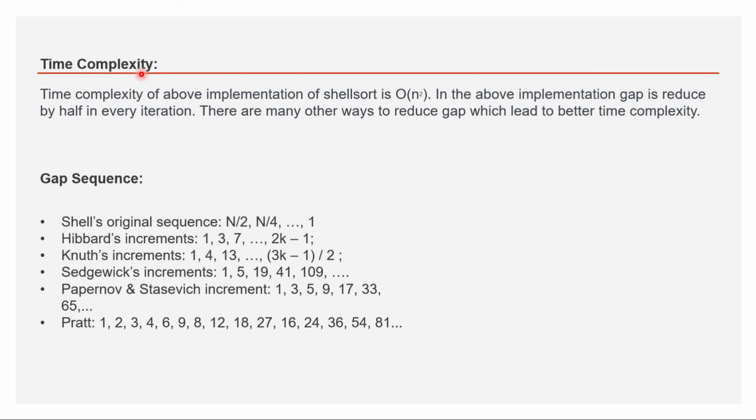Time complexity. The time complexity of the above implementation of shell sort is order of n square. In the above implementation, the gap is reduced by half in every iteration. There are many other ways to reduce the gap which lead to better time complexity. Gap sequence. There are many methods of gap sequence as shown below. Shell's original sequence: n by 2, n by 4, down to gap equal to 1.